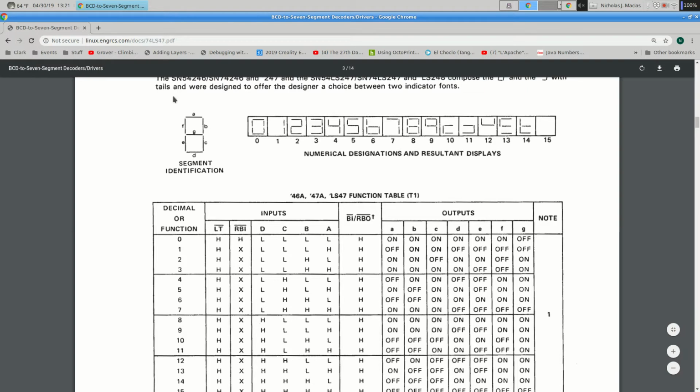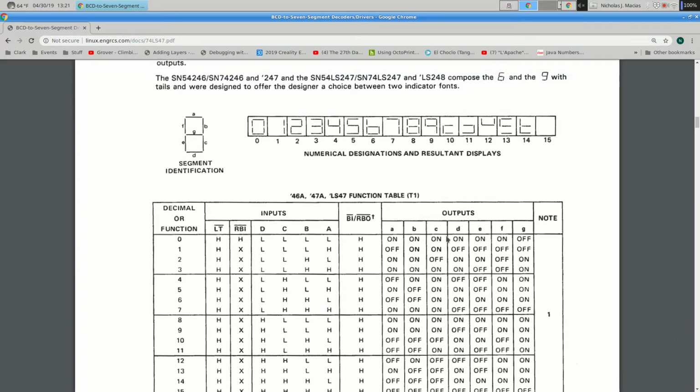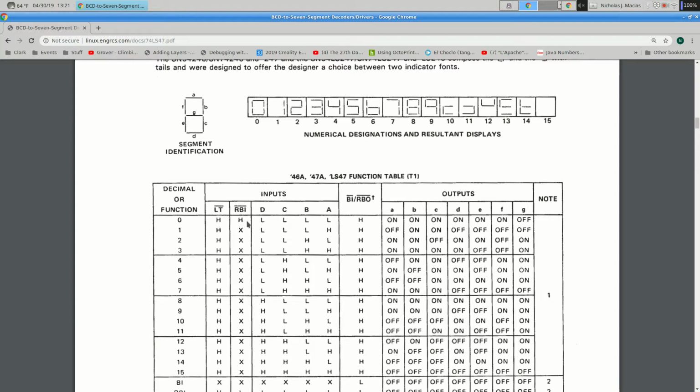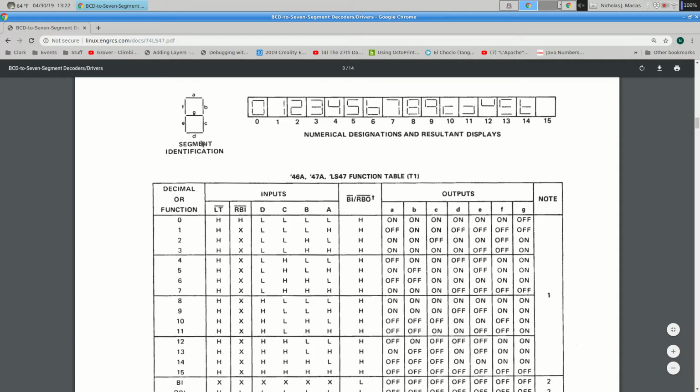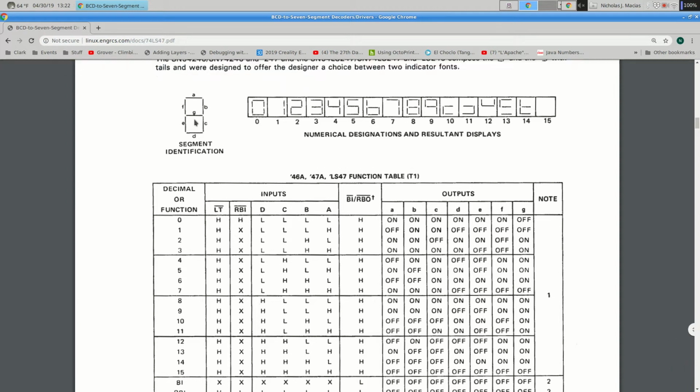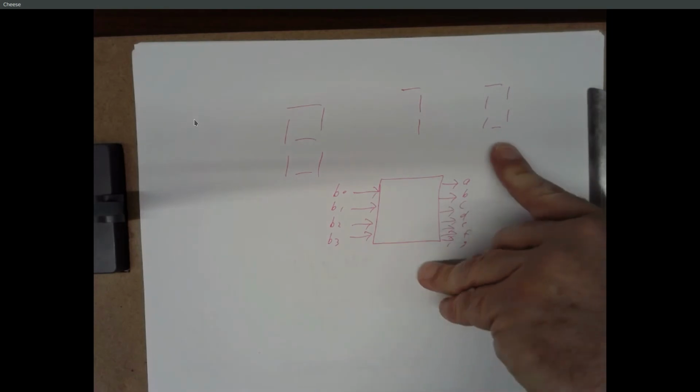And they have a picture here of a 7-segment display, and they've labeled those 7 LEDs A, B, C, D, E, F, and G. And now here's the truth table. If your inputs are 0, 0, 0, 0, that's the number 0, your LEDs will be as follows. A through F will be on, G will be off. A through F, those 6 LEDs on the outside, are on, and G, the one in the middle, is off. That's your number 0.